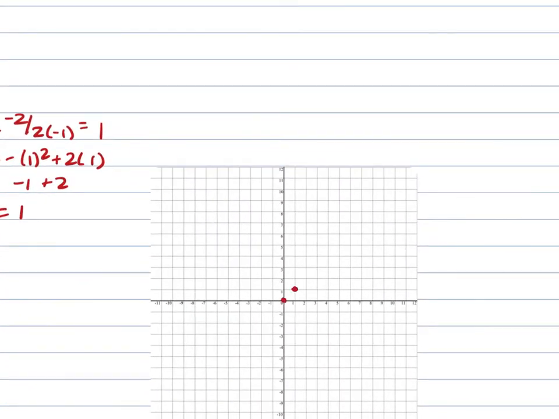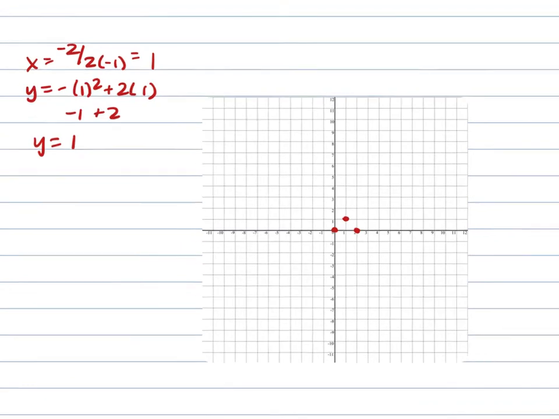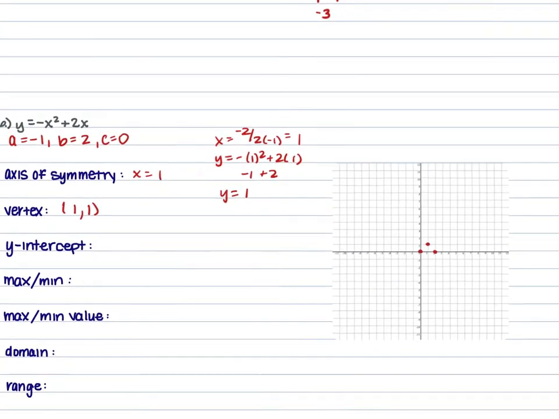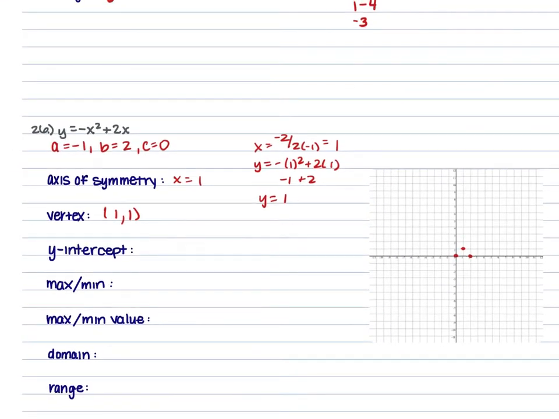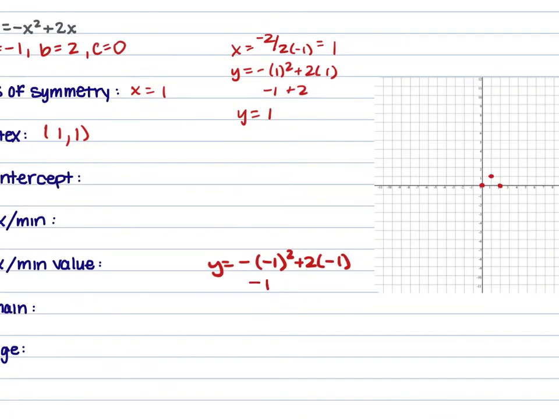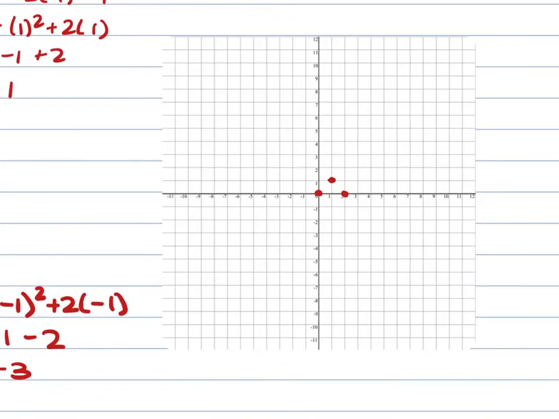Our y-intercept is 0, 0. So we know we're also going to have 2, 0 as an ordered pair. We can plug in negative 1 or 3 to get what y is for those x values. If we did negative 1, we're going to have negative negative 1 squared plus 2 times negative 1. So this is going to be negative 1 minus 2, which is negative 3. So negative 1, negative 3, and 3, negative 3 are going to be ordered pairs.